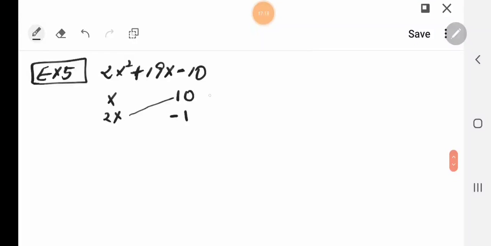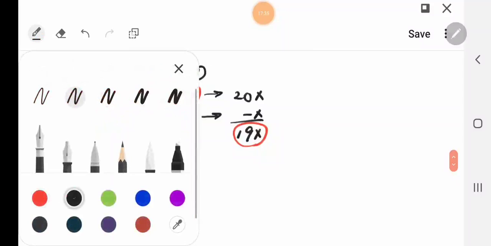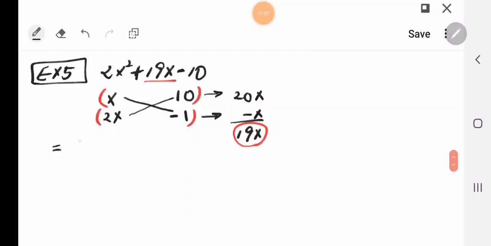So this cross multiply is 20x. This cross multiply is negative x. The sum is 19x. So we found the match, 19x and the second term. So this will be the product of these two binomials, x plus 10 times 2x minus 1.